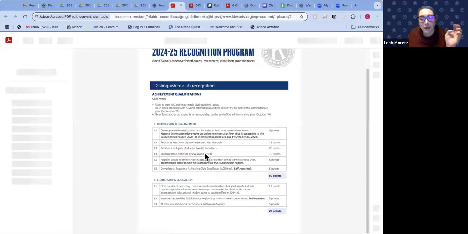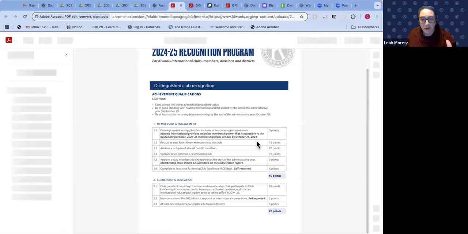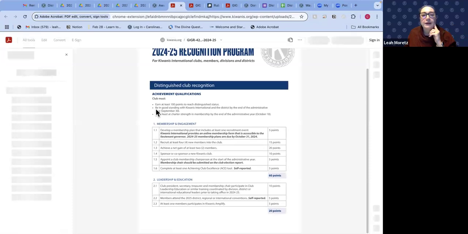Okay, so if we scroll down, I am not going to go over each and every area of this plan because of time. It's 10:50. Why is it not loading?